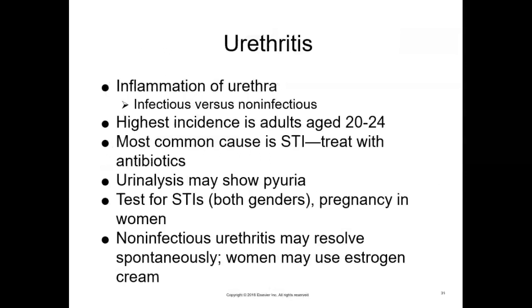Urethritis is an inflammation of the urethra and can result from infectious and non-infectious conditions. The incidence is highest among adults ages 20 to 24 years. The most common cause of infectious urethritis is sexually transmitted infections such as gonorrhea, chlamydia, or trichomonas. Many women with urethritis have symptoms similar to cystitis, vaginitis, or cervicitis. Men with urethritis may report symptoms of cystitis as well as heaviness in the genitals.